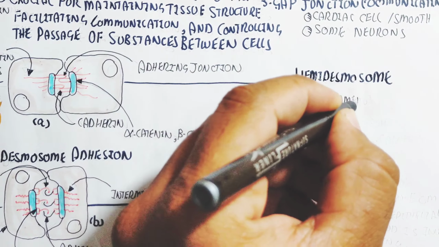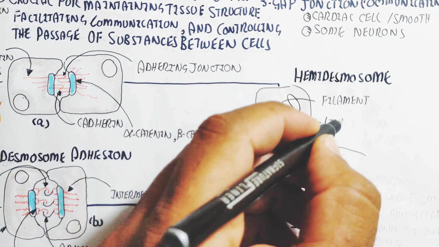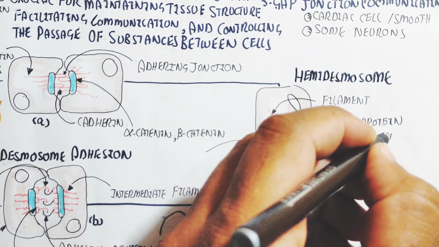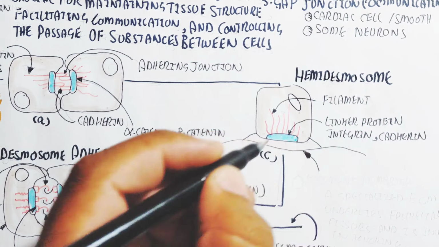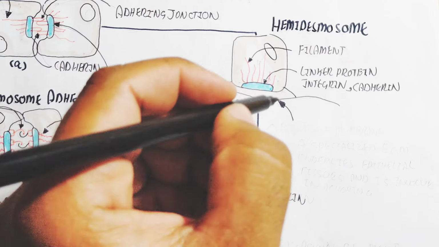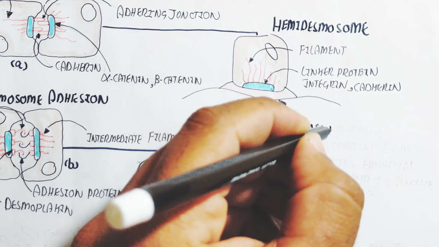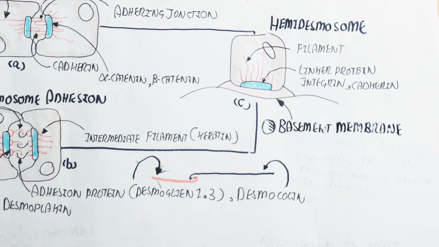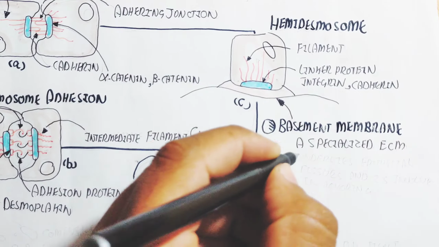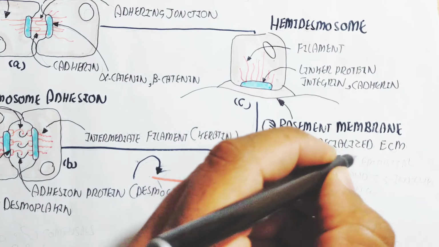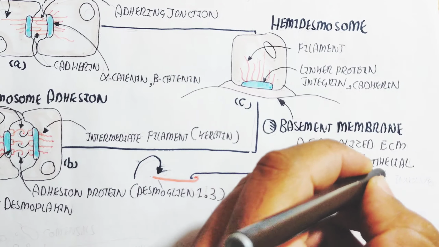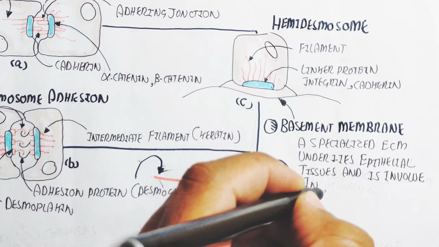So the hemidesmosome is the third example of the anchoring junction, which attaches basically to the basement membrane. Here there are linker proteins, integrin and cadherin protein, which attach with the filament inside the cell, intracellular. This basement membrane, a specialized extracellular matrix, underlies epithelial tissue and is involved in anchoring. So it is involved in anchoring of the cell.